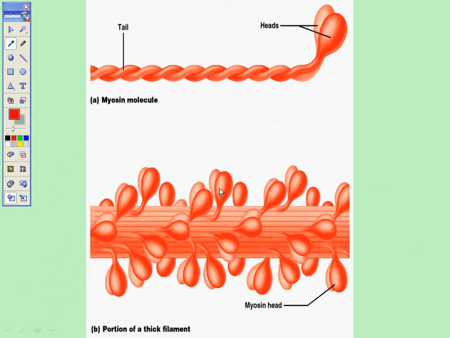Here's those myosin heads I was talking about. Each one of these, of course, is attached to a myosin protein, and the myosin heads then can reach out and grab onto an actin filament, and they pull back and forth and fun stuff like that.